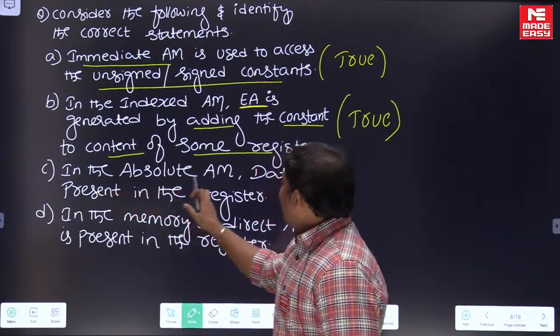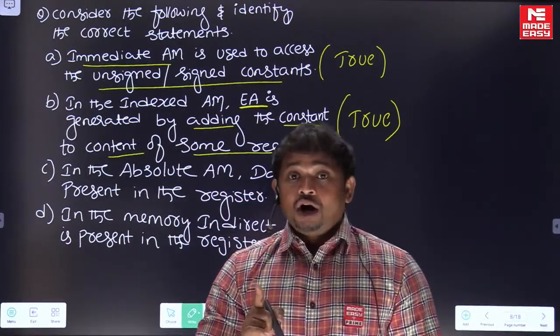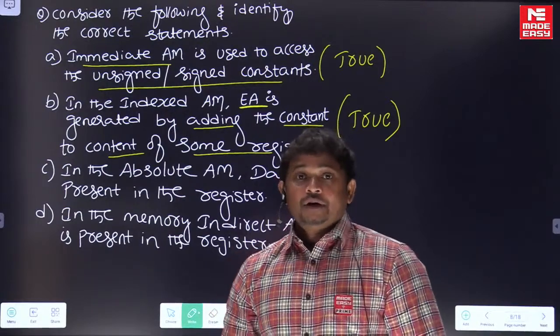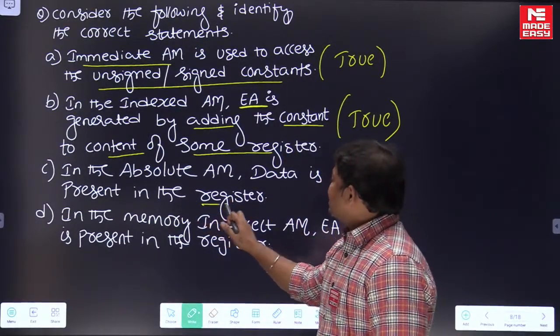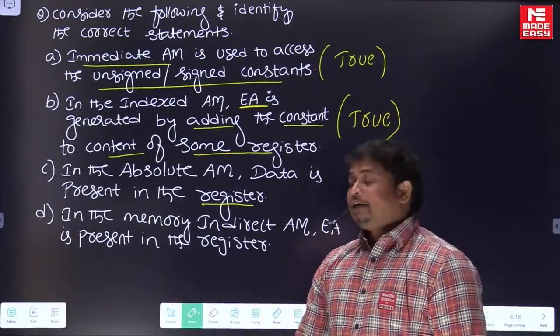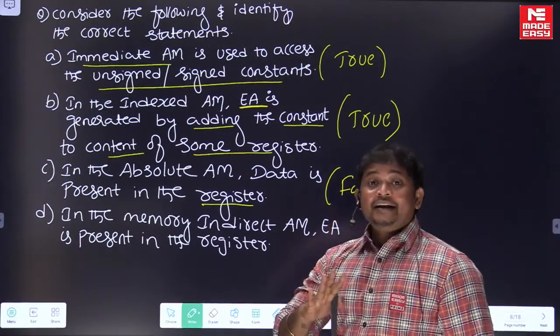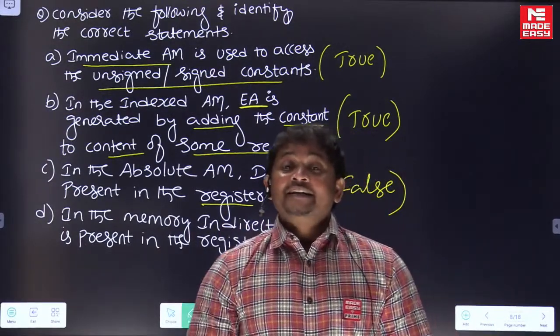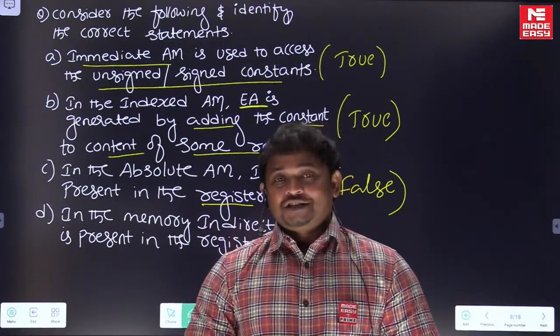Third statement: the absolute addressing mode is called the direct addressing mode. In the direct addressing mode, data is present in the register. This statement is false, because in the direct addressing mode, data is present in the memory, not in a register.